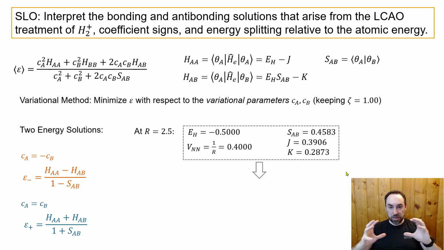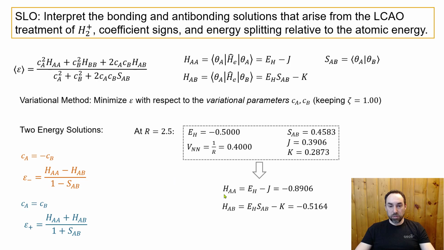And then we put all these numbers together to figure out what the values of the matrix elements HAA and HAB are. We take these values here, plug them in here with this EH, and we get these values for HAA and HAB. We take these numbers and put them back here into the two solutions for the energy, together with the overlap. And I forgot, we also need to ensure that the wave function is normalized. So once we figure out the overlap, we can always normalize the wave function so that the integral over all of space of the probability of finding the electron is 1.